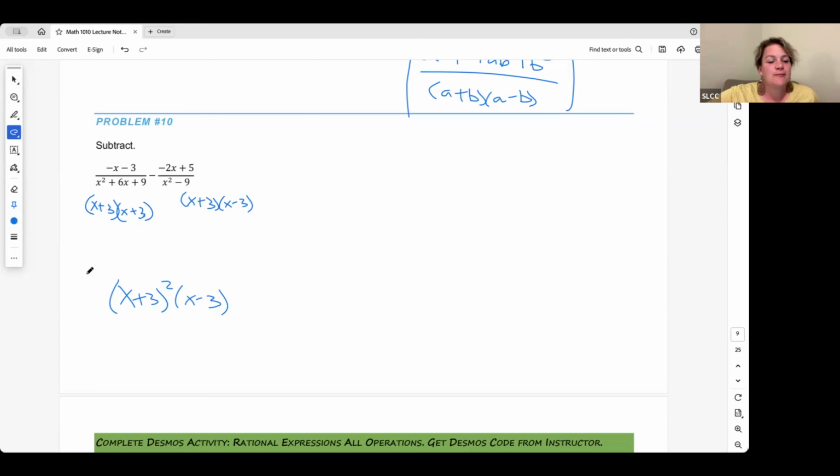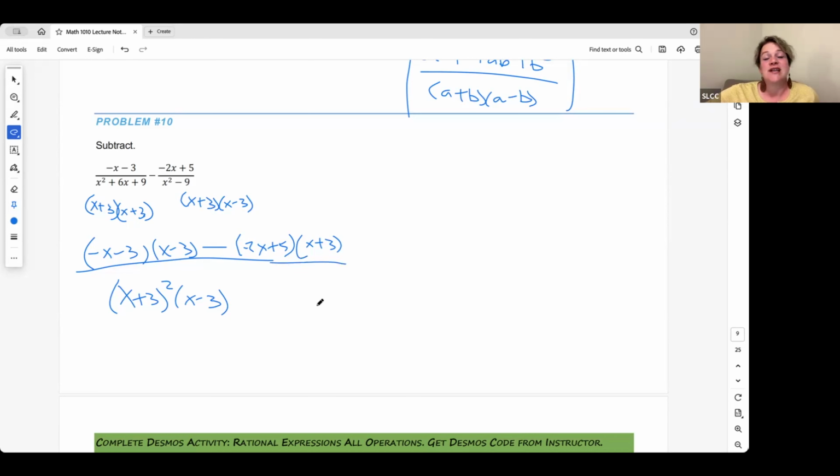Now we fix the numerator. So what am I missing in this first numerator? An x minus 3. So I have negative x minus 3, and I'm missing an x minus 3. And then I'm subtracting. Sometimes I like to draw that bigger if I'm subtracting this whole numerator so I don't forget to distribute. And what am I missing here? I'm just missing another x plus 3. So put in parentheses the negative 2x plus 5. And then I'm missing the x plus 3.